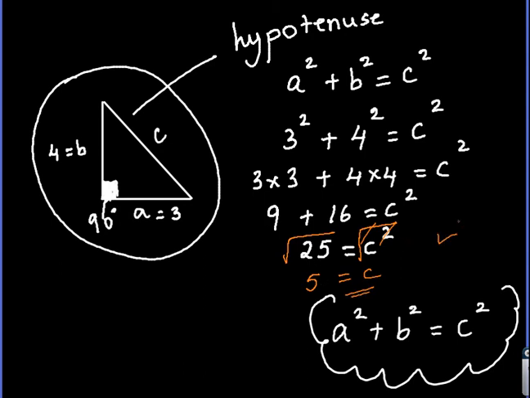Okay, now let's take a look at one more example where we have a right angle triangle and I'm trying to figure out the longest side, or the hypotenuse if you prefer. So this time I'm going to try to make a triangle which is slightly harder to figure out.